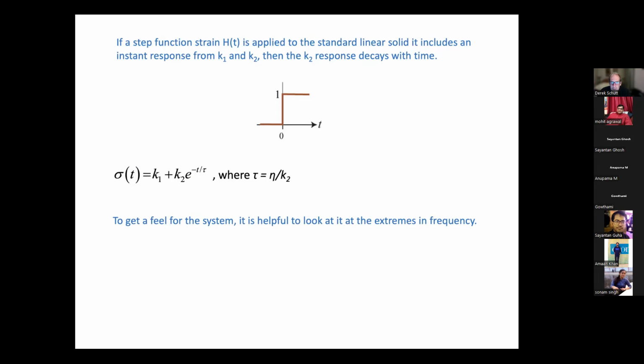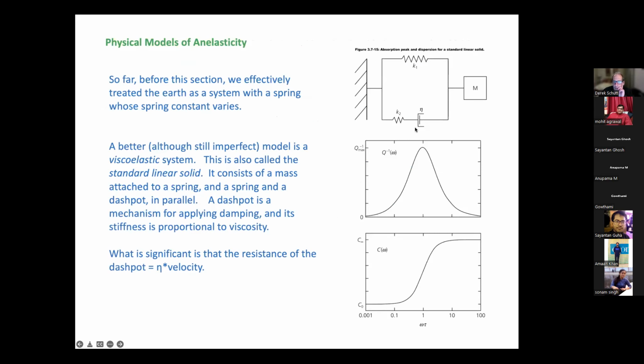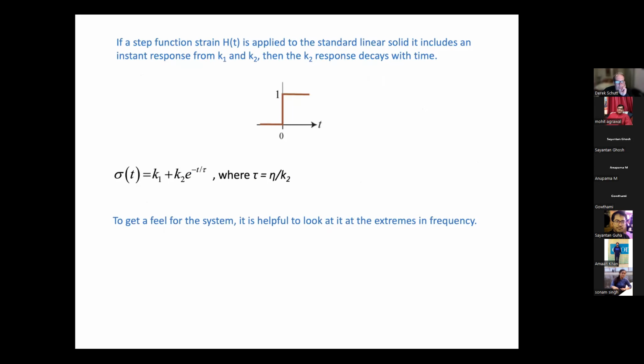If a step function is applied to the standard linear solid, it includes an instant response from K1 and K2, and then the K2 response decays with time because the K2 response also has this dashpot in series with it. So our stress equals K1 plus K2 e to the minus t over tau, where tau equals eta over K2.